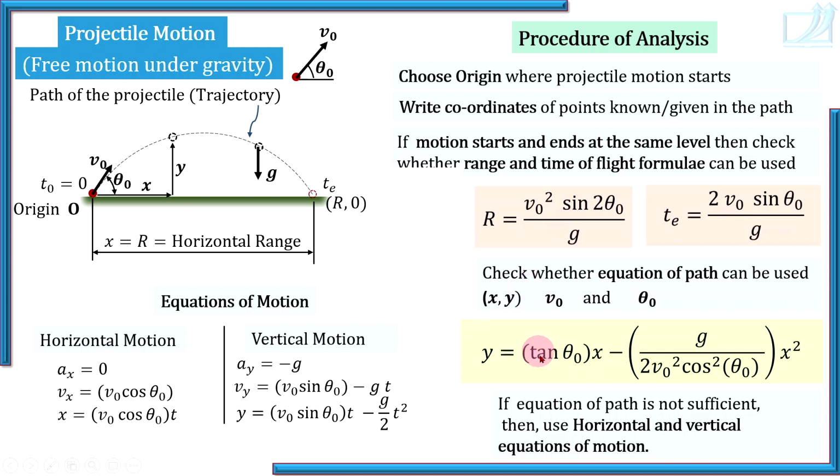Then check whether equation of path can be used. Equation of path can be used only when coordinates and initial velocity are involved in the problem. Other than this, if anything else is asked, don't use equation of path, use equations of motion. This procedure of analysis will keep you on right track while solving problems, and very smoothly, fluently you will arrive at the final answer. So these are the 4 equations, very important. Equations of motion.